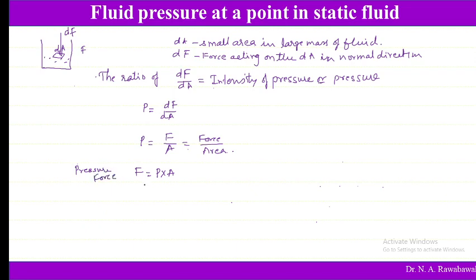The unit of pressure P is given in various units like kgf per meter square or kgf per centimeter square in MKS units, whereas Newton per meter square or Newton per mm square in SI units. Pressure is measured in Newton per meter square or Newton per mm square in SI units, that you already know. It is similar to the unit of stress.